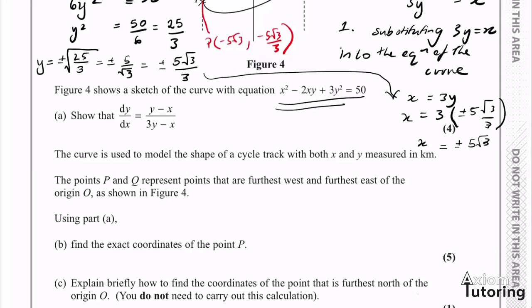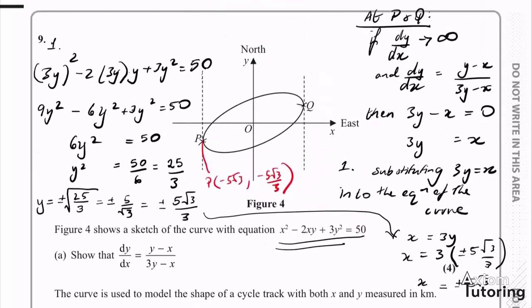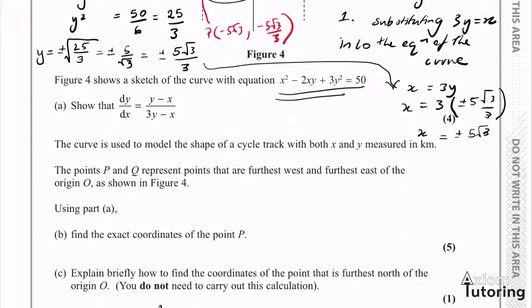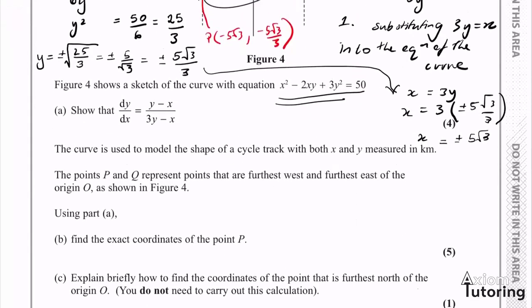Okay, and for the final part of question 9 is part C. So explain briefly how to find the coordinates of the point that is furthest north of the origin O. You do not need to carry out this calculation. So it's just explaining how you would do this without going through all the algebra.